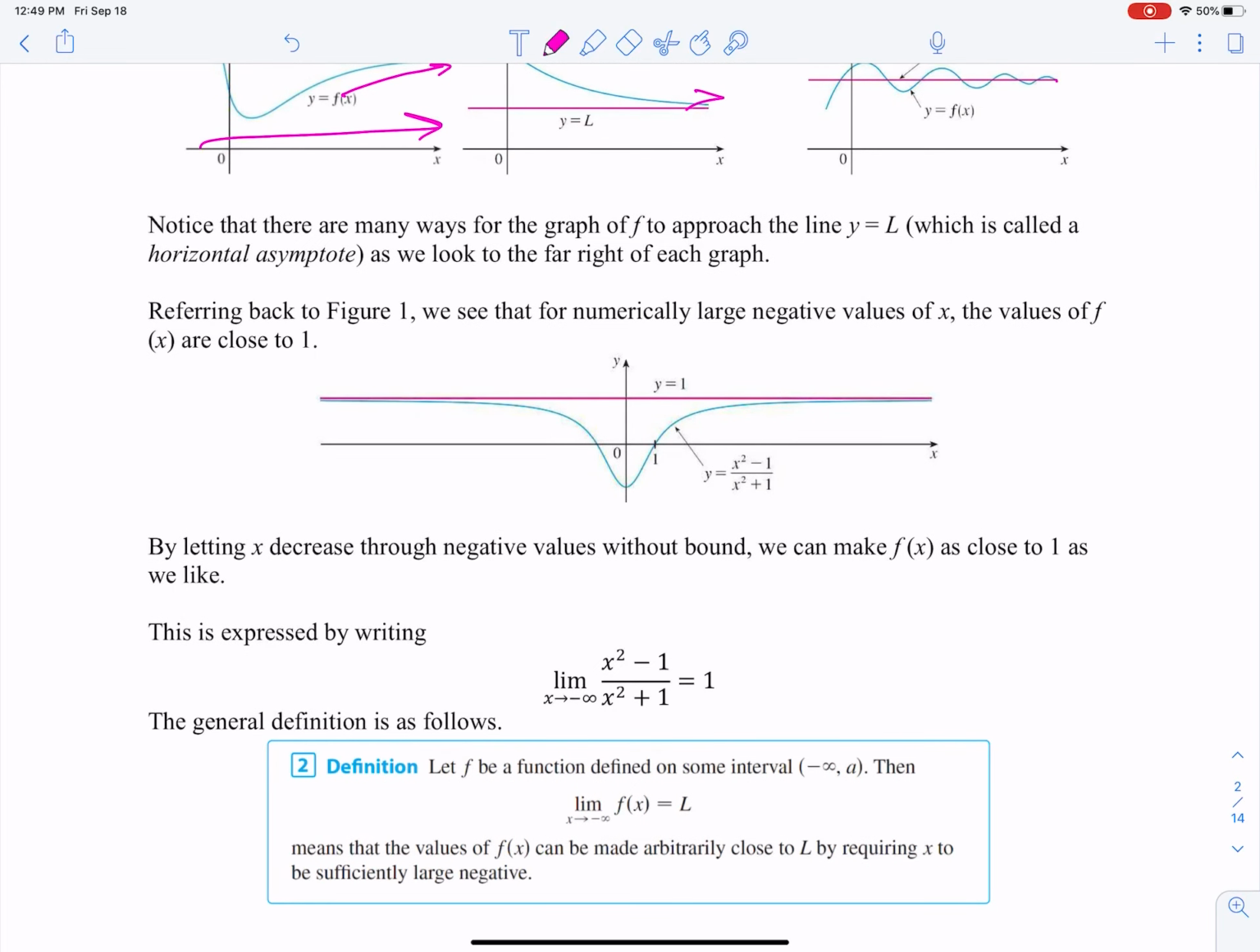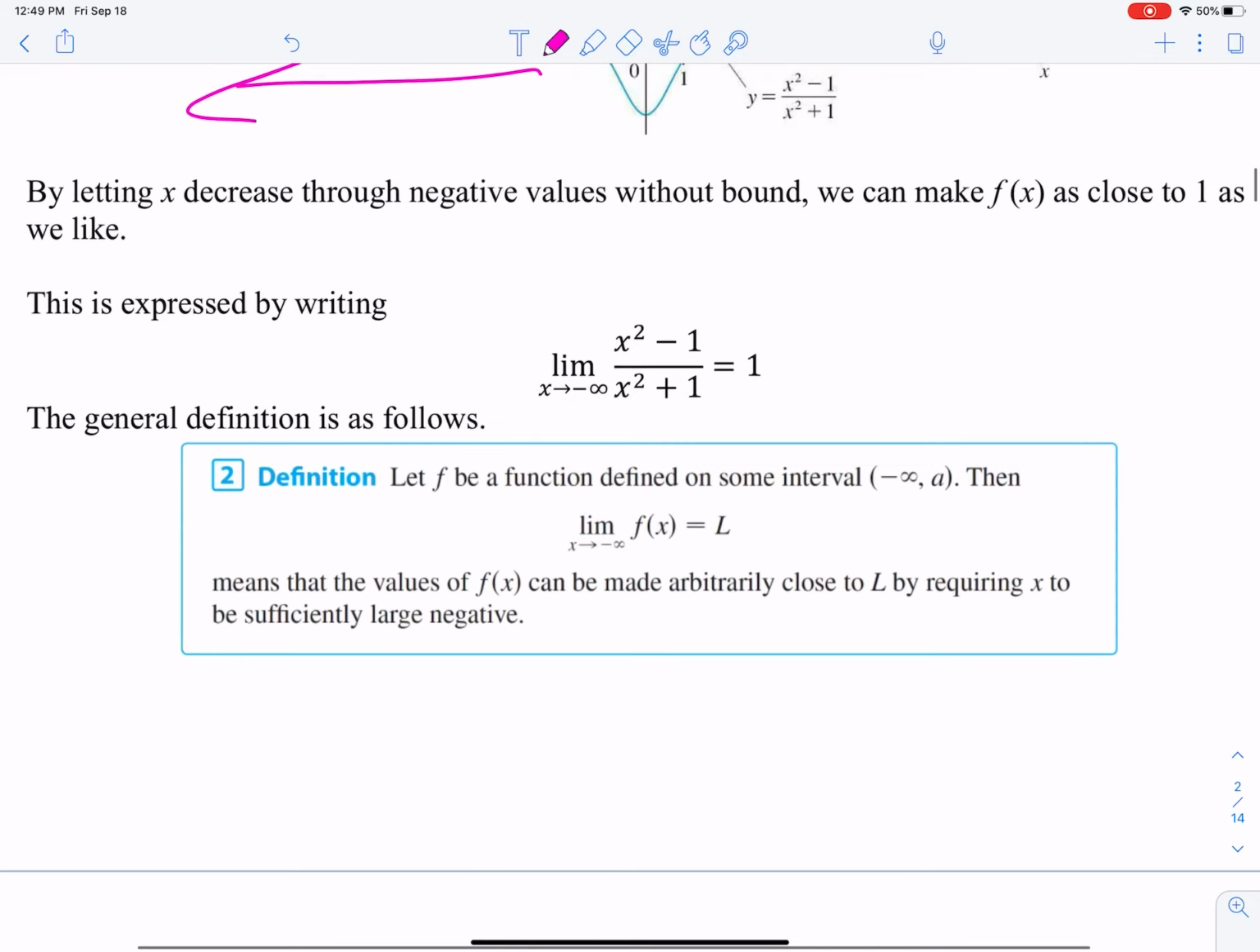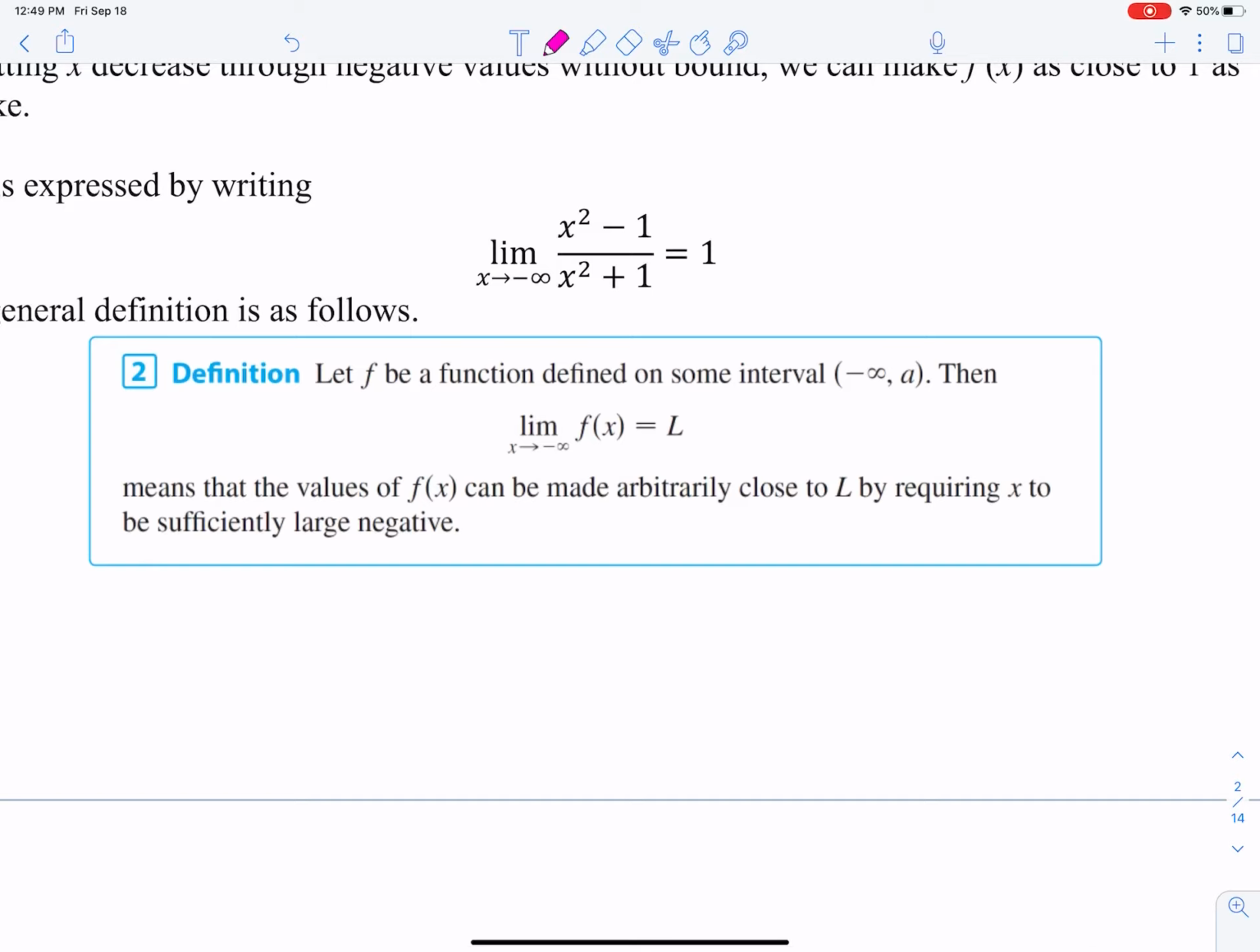Referring back to figure 1, we see that for numerically large negative values of x, the values of f of x are still close to 1. In other words, as x approaches negative infinity, in this particular case, the limit for the same function is the same value of 1. But don't assume that is always true for every function. This is just saying we can do the same thing in the negative direction.